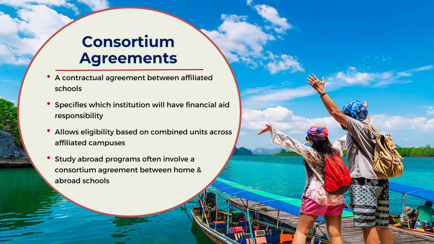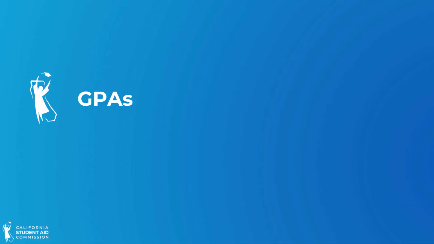Whichever campus is listed as the designated payer in the consortium agreement makes the payments. A consortium agreement is also typical when your school has a study abroad program. Next, let's talk about GPAs.